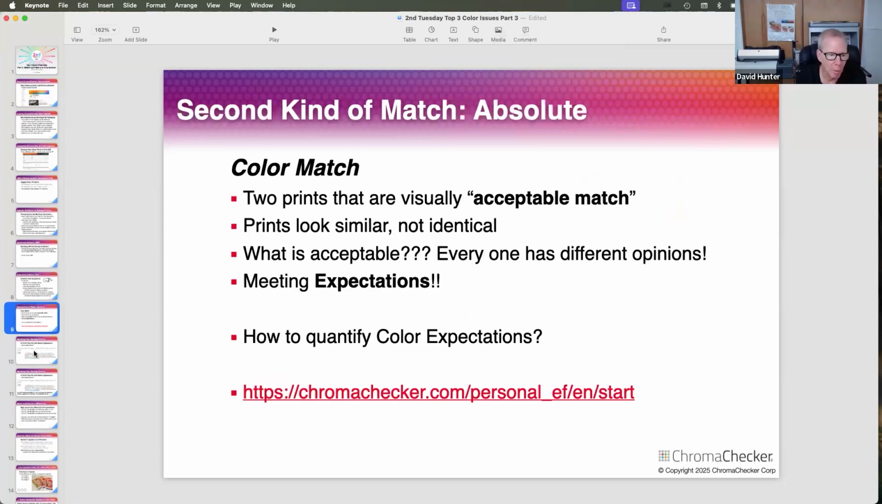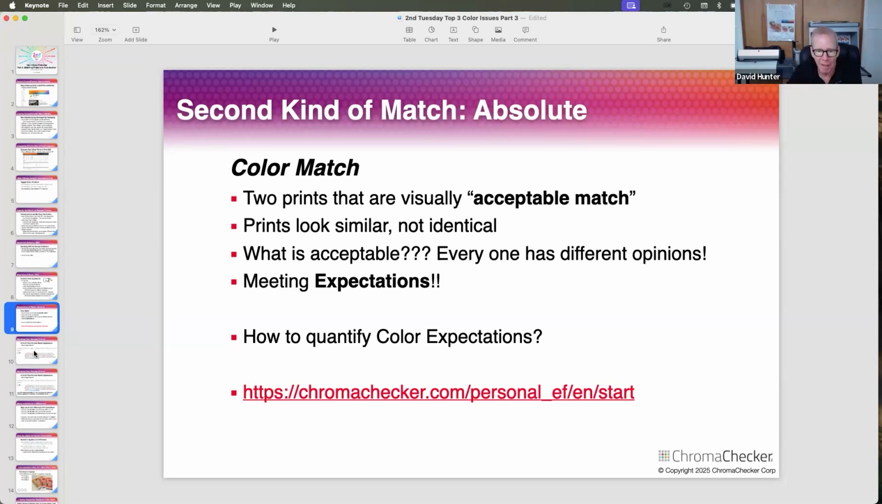And so when I take a look at the second type of match, a true color match, where 2 prints are visually acceptable, meaning the customer accepts them as a match. They look similar. They don't have to be identical because different people have different levels of expectations. And if you have high expectations, you might need a low E factor, like a 2 or 3. If you have normal expectations, it might be more like 4.5.